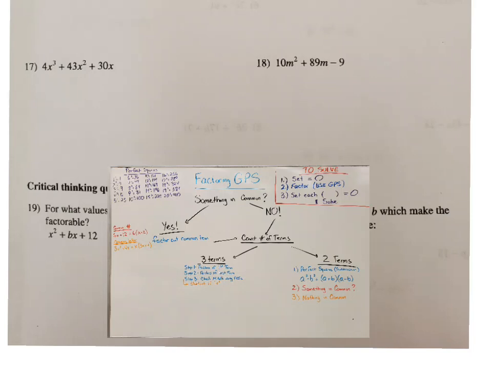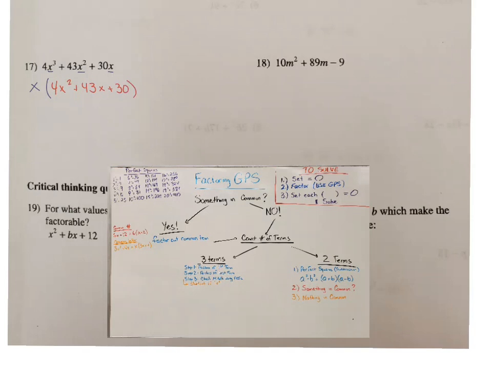So 17. Nothing in common. Even though it looks like it, there's not a number that goes into all three. Remember, with 4, if there's a small number up front, you only have to check all those numbers. But they do all have an x, so I almost missed that letter. All 3 of these have an x. So I put x outside the parentheses. On the inside, I'm left with 4x squared plus 43x plus 30.